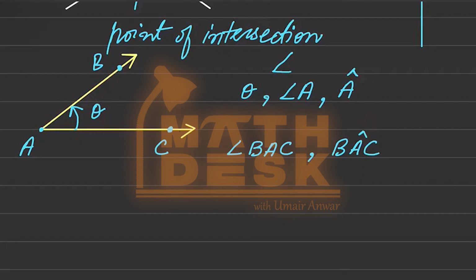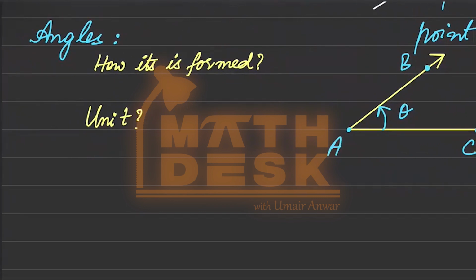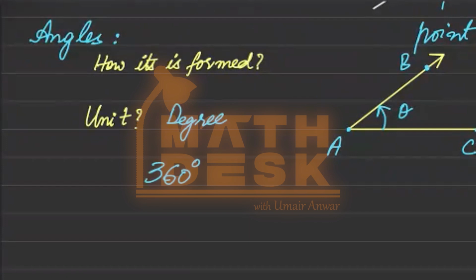Similarly, we could even call it CAB, angle CAB. Again, the angle would be formed at A, and it would be formed between C and B. We can even call it CAB, and there would be a cap over A. So this is how the angle is formed, and it is represented by this. The unit that is used to show the measurement of an angle is normally degrees. And we know that when we complete one cycle or one circle, the angle becomes 360 degrees.